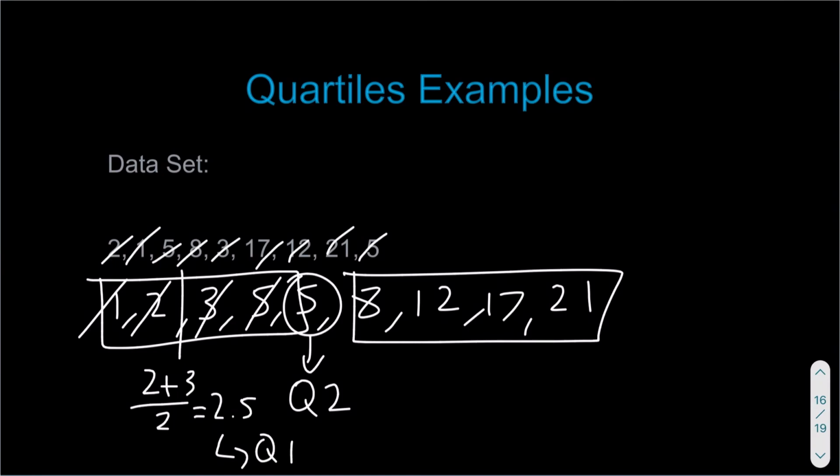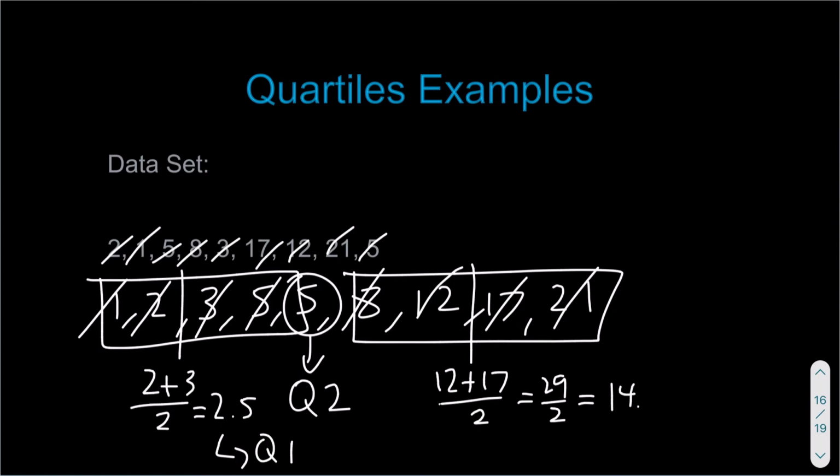And now let's look at the upper half. Let's find the median. Cross out 8, then cross out 21. You cross out 12 and then cross out 17. And the same problem happens. So what we do is find the average between 12 and 17, and that's equal to 29 over 2, which is 14.5. And so that is Q3. Now we have found all of the quartiles.